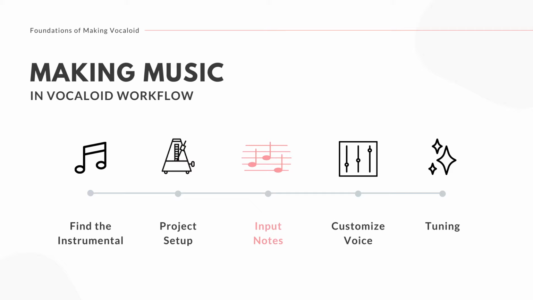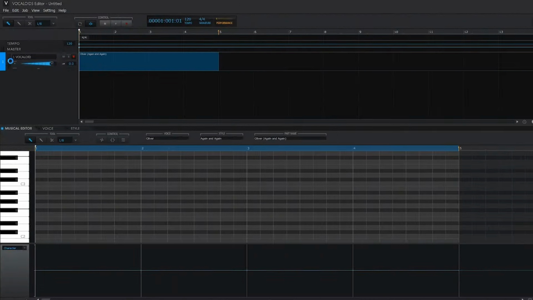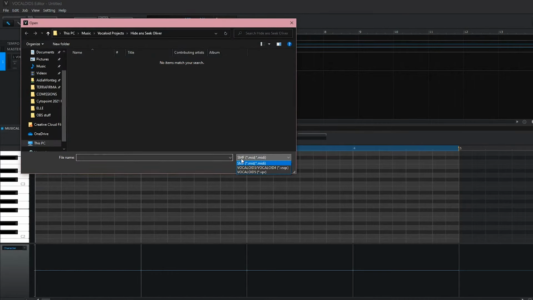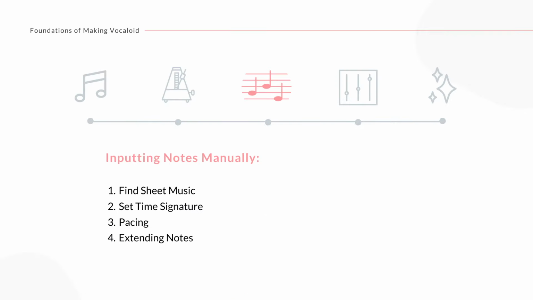Input notes. See if someone's made a cover of this song before you and whether they offer a VSQ, VSQX, or a MIDI file. If you can find one, you can import it here, and all of the notes will be already arranged for you. You can then skip to the tuning phase. If this option isn't available for your song of choice, then you're going to have to be more hands-on. Manual note input can be broken down into several steps.